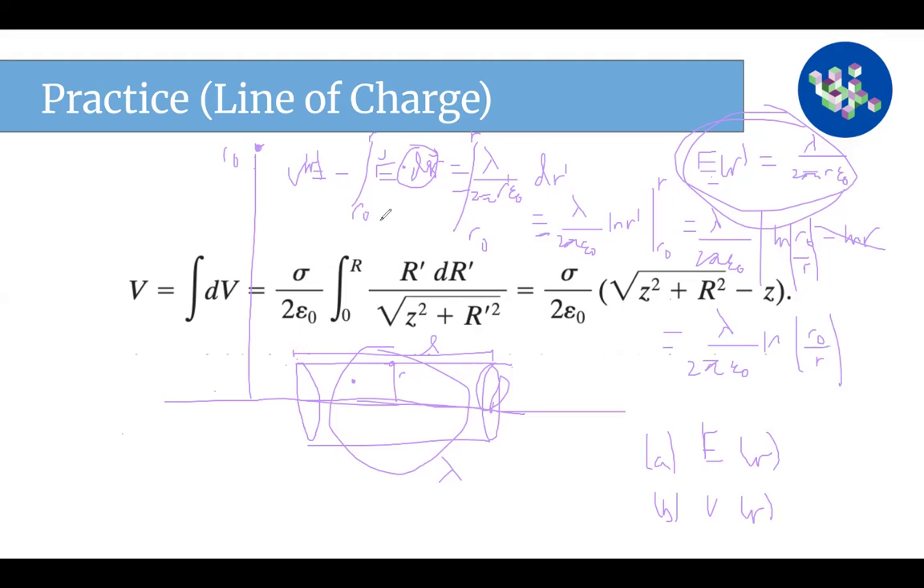And notice that this passes a sanity check, because this wire is full of charges. So if I go from r0 all the way to where the wire is, looking at the potential at any point along the wire, you'd expect it to be infinite, right? And we can confirm that with our formula, because if r is zero, you're getting lambda over 2 pi epsilon 0 times ln of infinity, which is infinite, right? So it shows that this is our correct answer for part B.